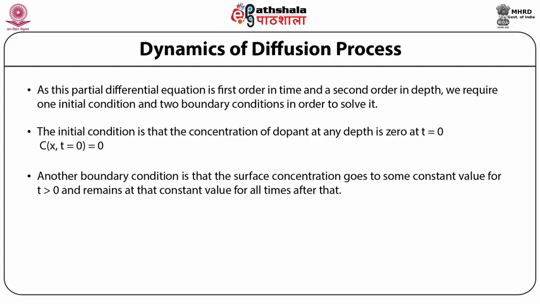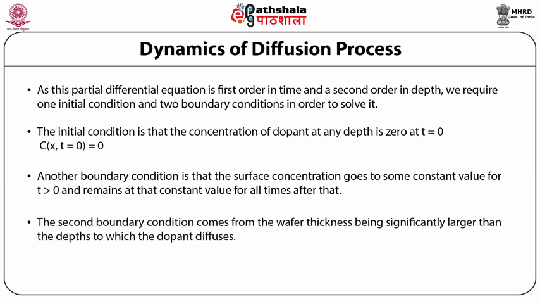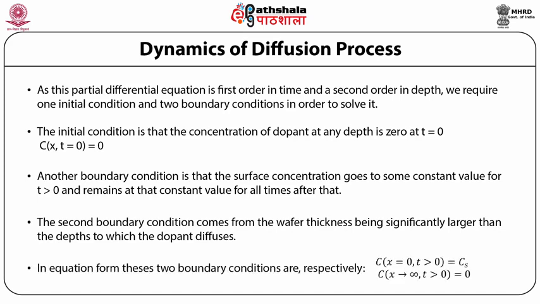One boundary condition is that the surface concentration goes to some constant value for t greater than 0 and remains at that constant value for all times after that. The second boundary condition comes from the wafer thickness being significantly larger than the depths to which the dopant diffuses. In equation form, these two boundary conditions are respectively C(0,t) for t greater than 0 equal to Cs, and C(∞,t) for t greater than 0 equal to 0.